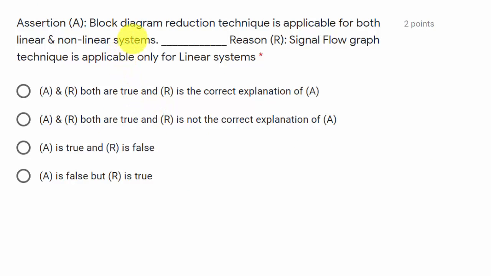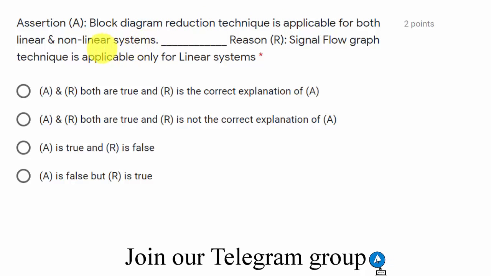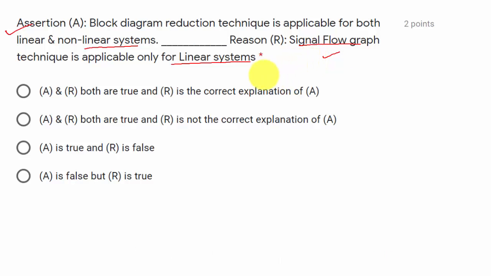So starting with the first question, what is given is: block diagram reduction technique is applicable for both linear and non-linear systems. This statement is correct. The reason they are specifying is: signal flow graph technique is applicable only for linear systems. Even this statement is also correct, but the reason is not giving the proper explanation with respect to the assertion. So I need to go for option B.